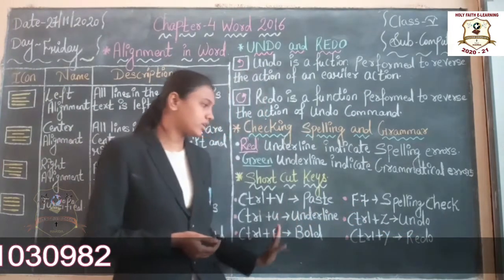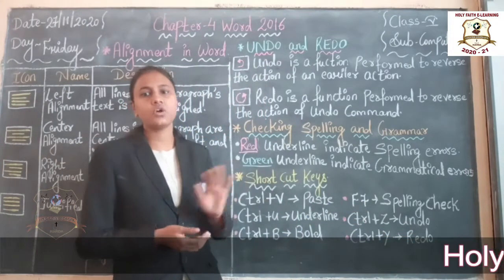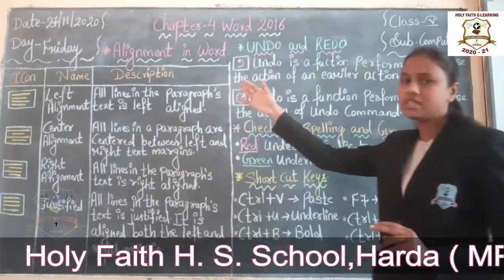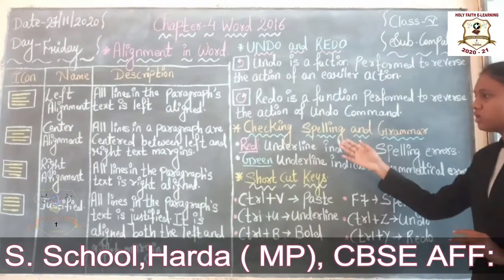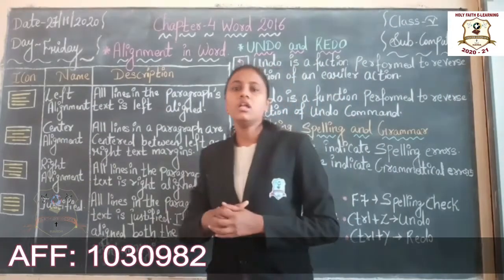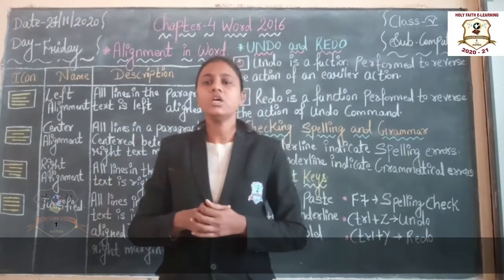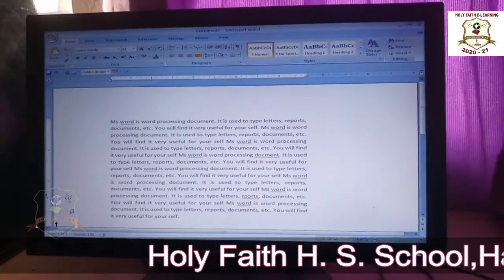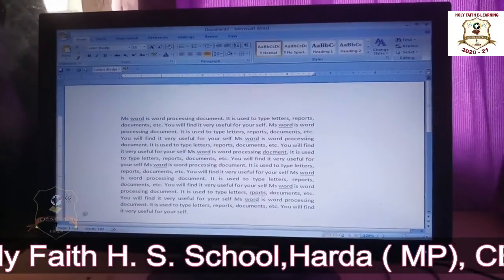These are some shortcut keys which we can use directly from the keyboard. I hope students you all understood about alignment in Word, undo and redo, checking spellings and grammar, and shortcut keys. Now let's see practically how we can do all these things. Now we will see the alignment in Word.